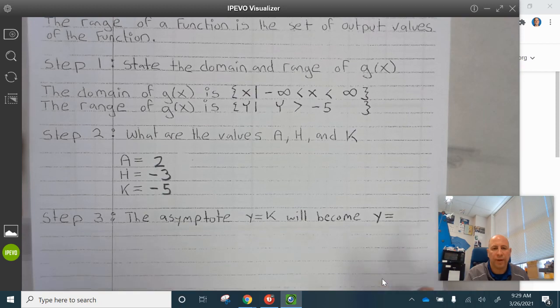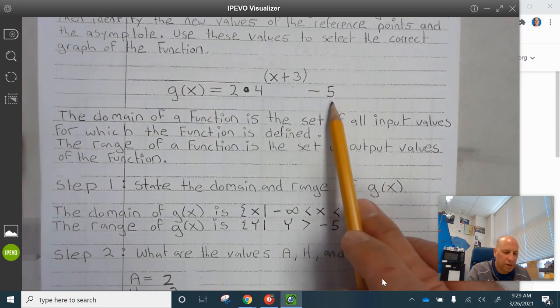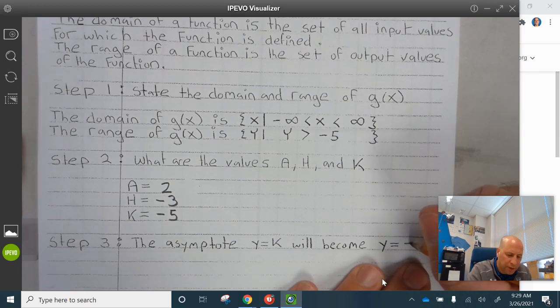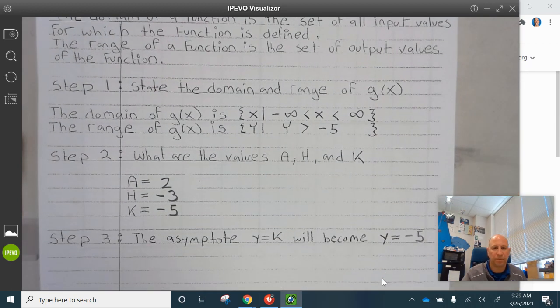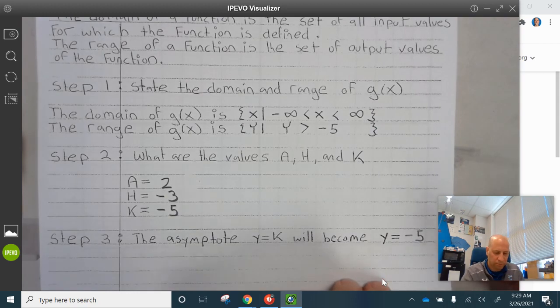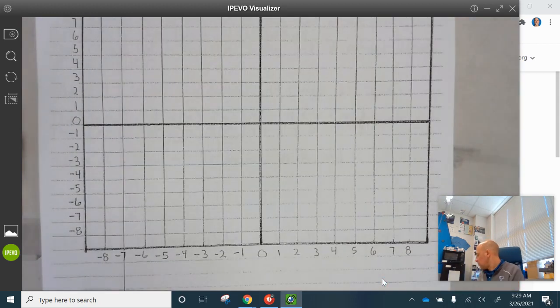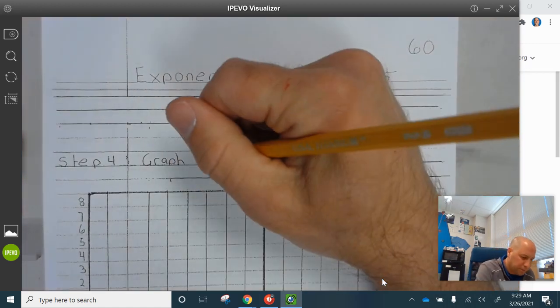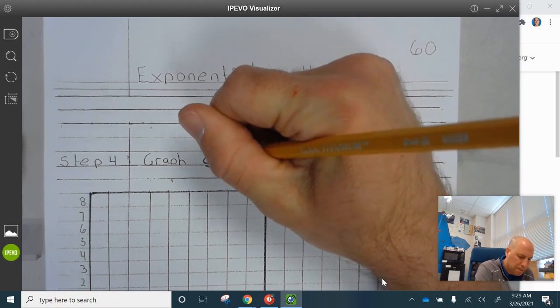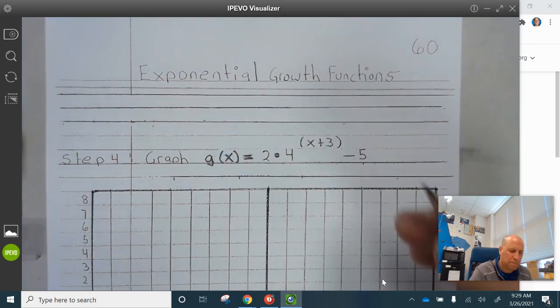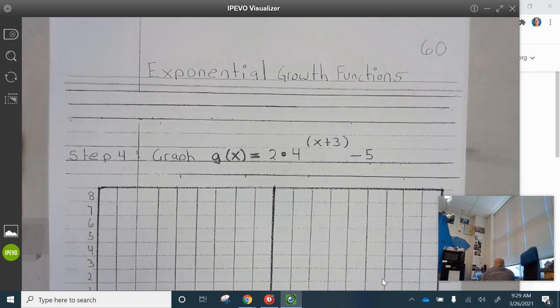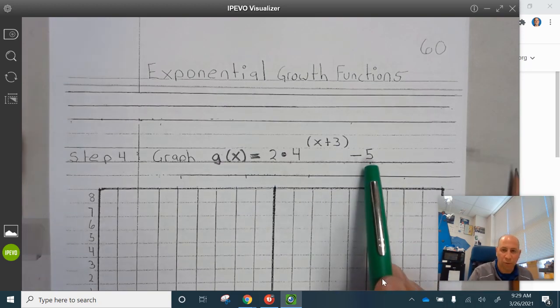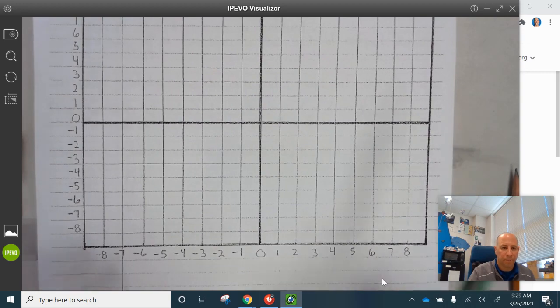Now, step 3: The asymptote y equals k will become y equals that number right there, negative 5. So y equals negative 5 is your asymptote. Okay? All right, step 4: Graph g of x equals 2 times 4 to the x plus 3 minus 5. Now, before we do that, we're going to graph our asymptote y equals negative 5. Okay?